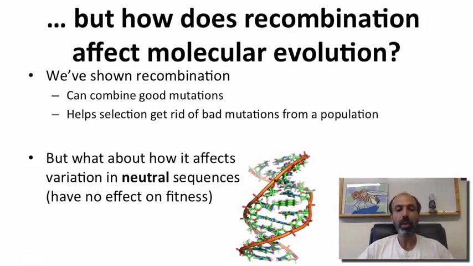Now, what does recombination do in terms of molecular evolution? Again, we've shown that it can combine good mutations, we've shown that it can get rid of bad mutations, but how does it affect neutral sequences, sequences that really don't matter? How does it affect how much variation there is present in nucleotide sequence, this variation that has no particular effect on fitness? Well, we'll come back to that in the next set of videos.